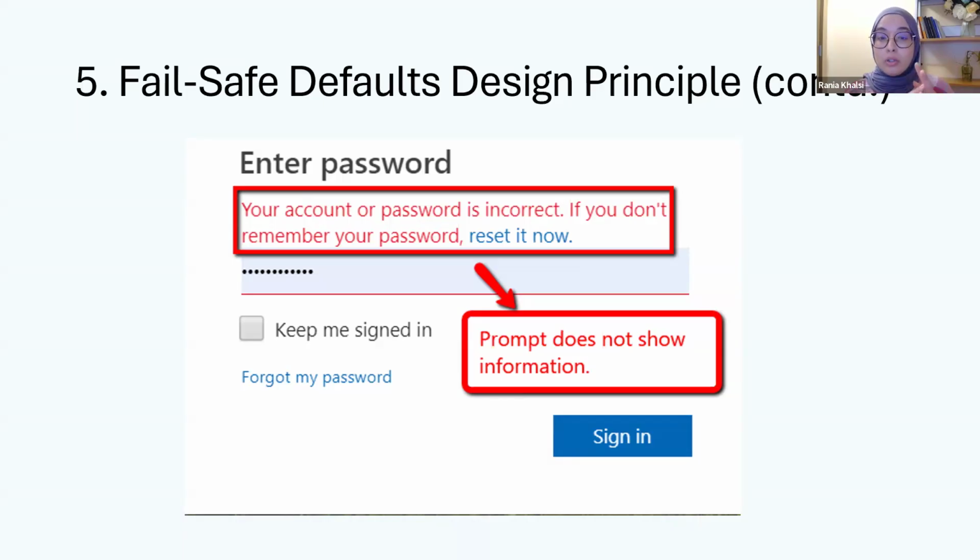Now, errors should protect the system, okay? Not expose it. Just keep this in mind.